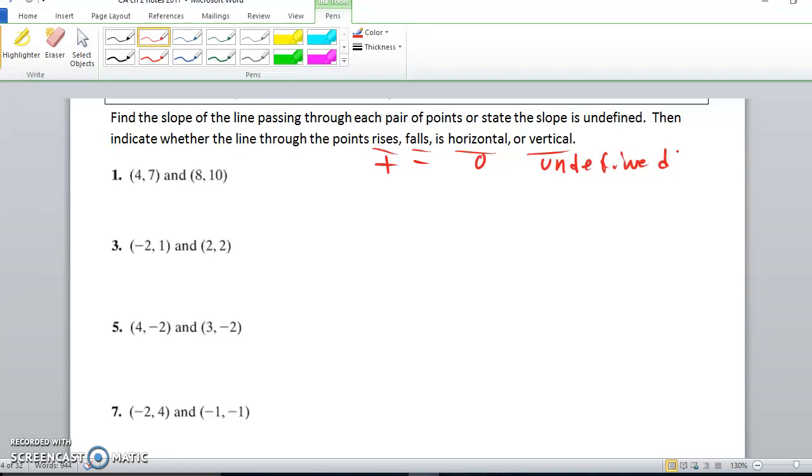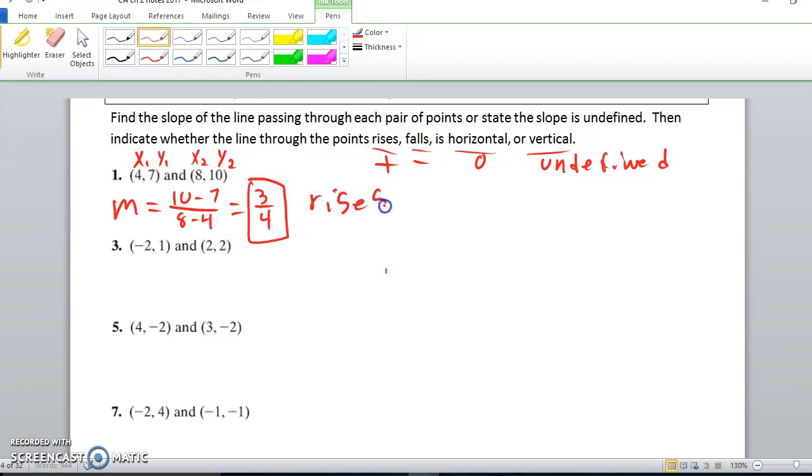Well, we need to go ahead and label our points. So we can let this one be x1, y1, x2, y2, and then we follow that formula from up above. So m equals y2 minus y1, which was a 7, divided by 8 minus 4. So we end up with 3 over 4. And so that's positive. So here's our slope. And then we would say that it rises. That's how we describe how it looks.